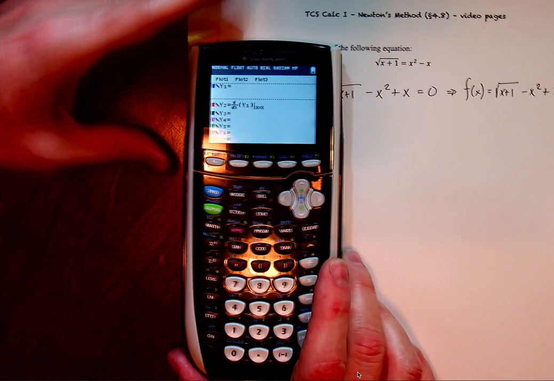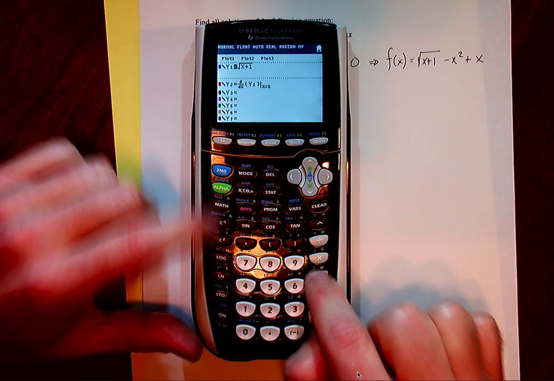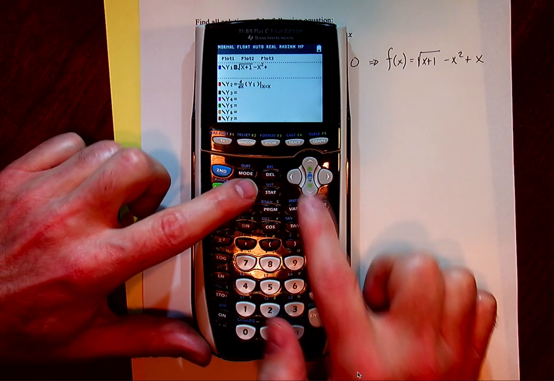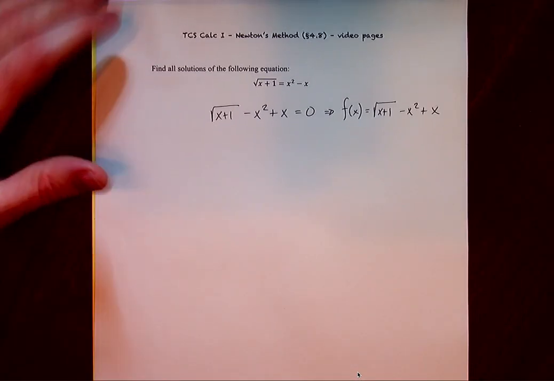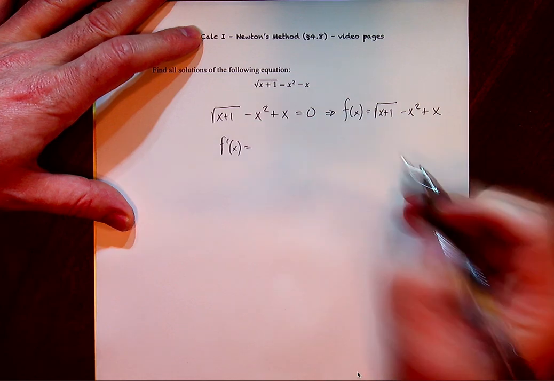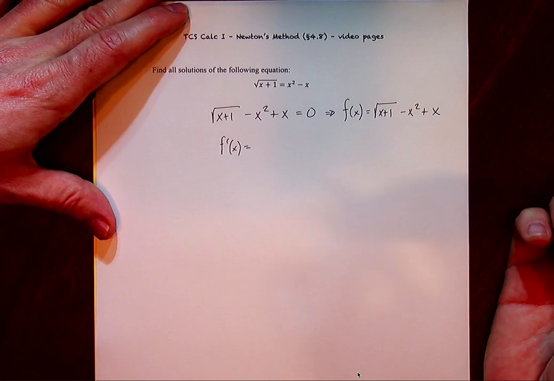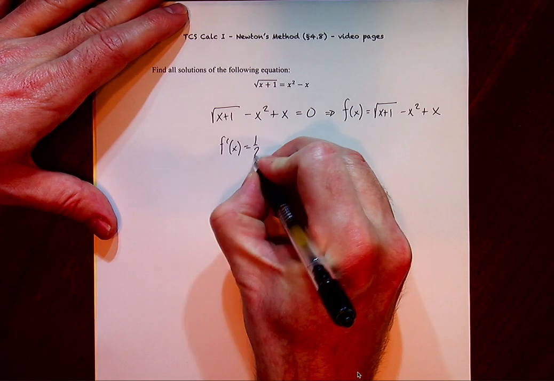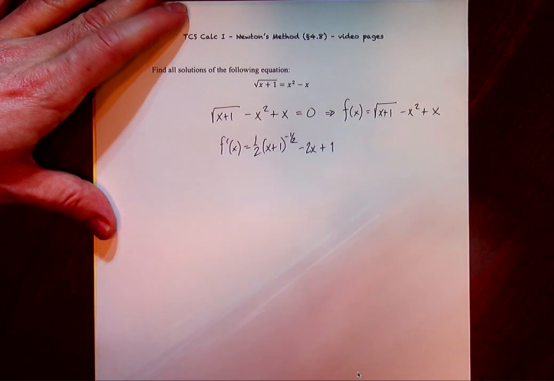So we have that f of x is the square root of x plus 1 minus x squared plus x. I'm going to go back to the home screen. Now, we already have the derivative formulated in y2, but let's go ahead and find f prime. We know that f prime is going to treat that like it's x plus 1 to the 1/2. So we get 1/2 times x plus 1 to the negative 1/2, minus 2x plus 1.